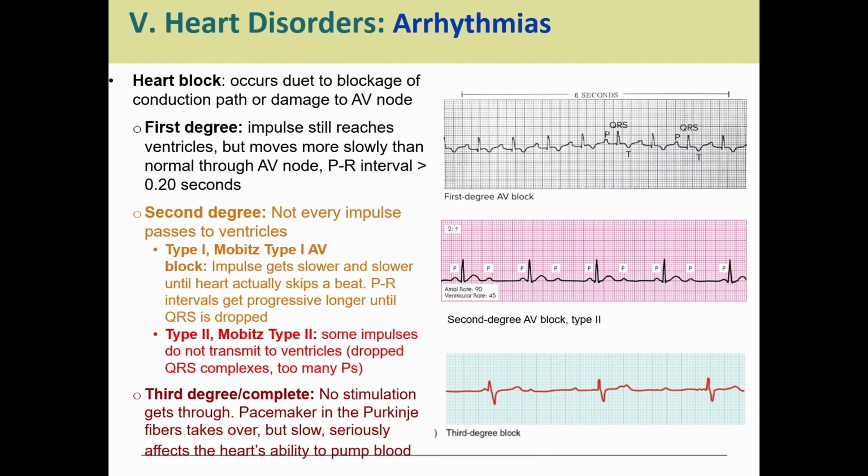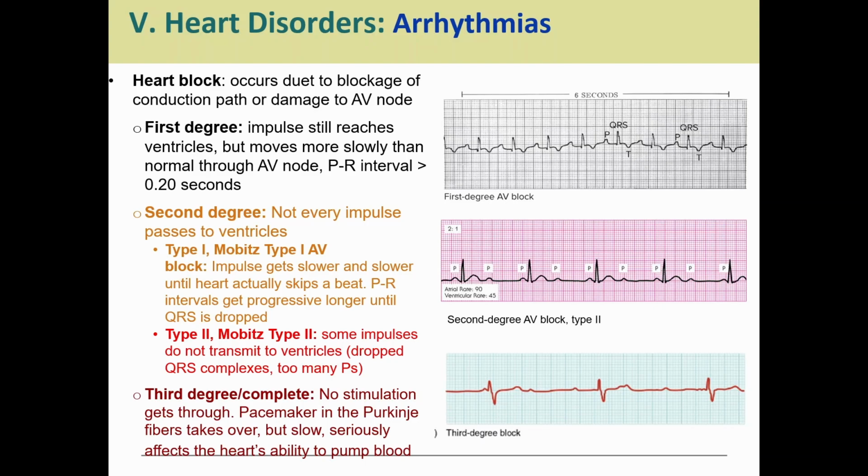There's also heart block. This is basically where the conduction path has damage or the AV node has damage, so we still get the impulse in the ventricles, so we still see that QRS complex, right? But it's slower. We don't see that happening the way that it should.